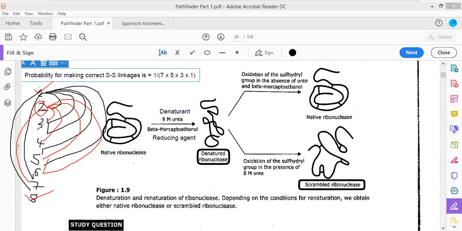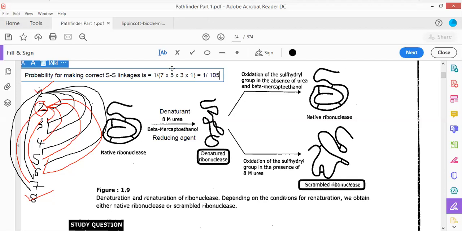3rd will have a probability to form disulfide linkages with 4th, 5th and 6th, and out of them, 1 would be correct. So 1 upon 3. Supposing 3rd also makes a disulfide linkage with 6, then what is the probability between 4 and 5 to make a disulfide bond? Only 1. So the probability of making correct disulfide linkages in this particular experiment was found to be 1 upon 105. You can calculate this out: 7, 3, 21. 21 into 5 equals 105, so 1 upon 105.